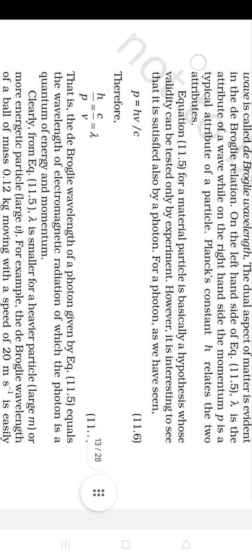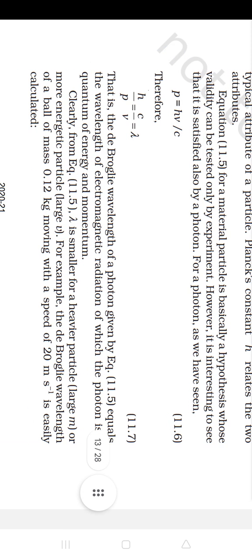Equation 11.5 for a material particle is basically a hypothesis whose validity can be tested only by experiment. However, it is interesting to see that it is satisfied also by a photon. For a photon, as we have seen, p = h nu/c. Therefore, h/p = c/nu = lambda. That is, the de Broglie wavelength of a photon given by equation 11.5 equals the wavelength of electromagnetic radiation of which the photon is a quantum of energy and momentum.